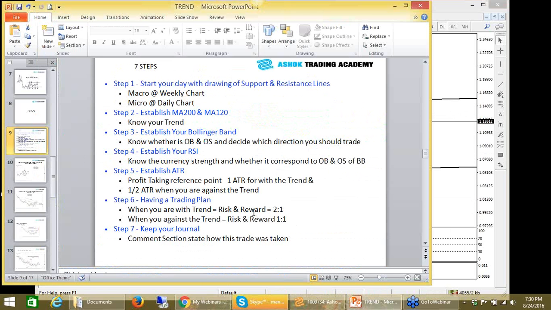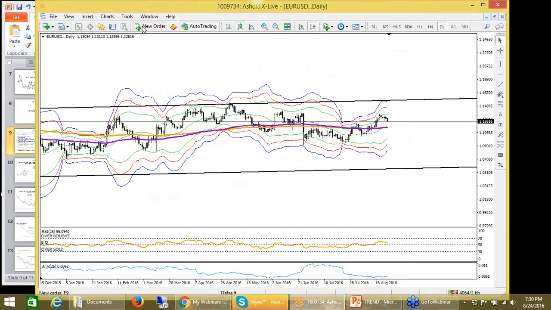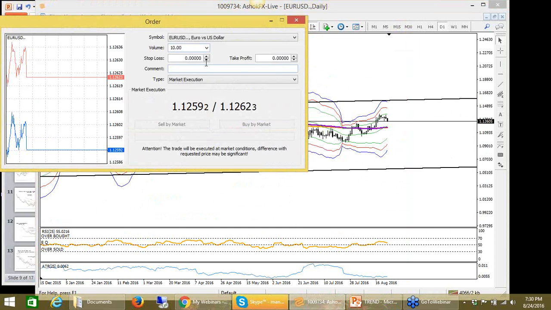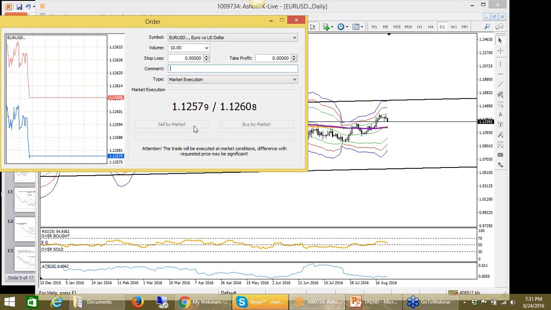Now once you have decided everything, the risk, the reward, how much you are going to take, then you enter. Once you take a trade here, you can see the comment box here. Here you type what kind of trade you are going to take and how much risk you are going to take. 1 ATR or half ATR: following the trend means 1 ATR, against the trend means half ATR. Just type here, then press sell or buy, whichever you are going to take. That's all.